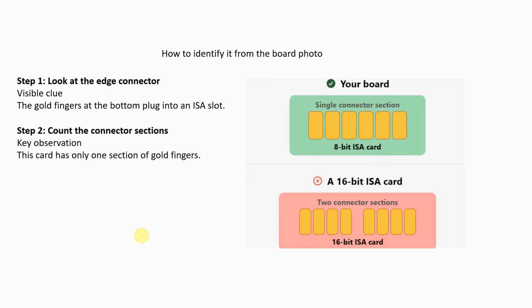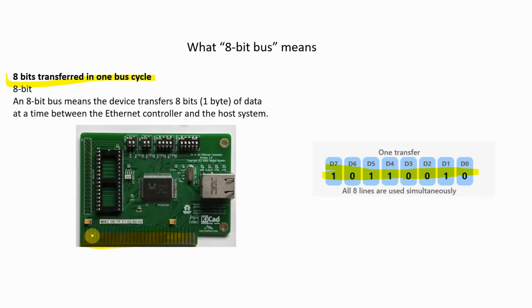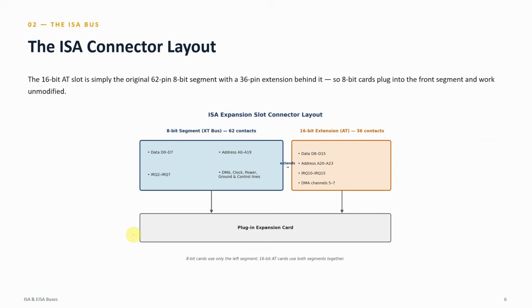Now, how are we going to identify it? By just looking at these particular pins, you're going to have a few pins dedicated for your data and a few pins dedicated for your address. Now, how are you going to have this ISA connector layout? So basically, the 16-bit AT slot is nothing but a combination of 8-bit as well as 16-bit. So you're going to have an 8-bit slot as well as a 16-bit extension, with a gap between them.